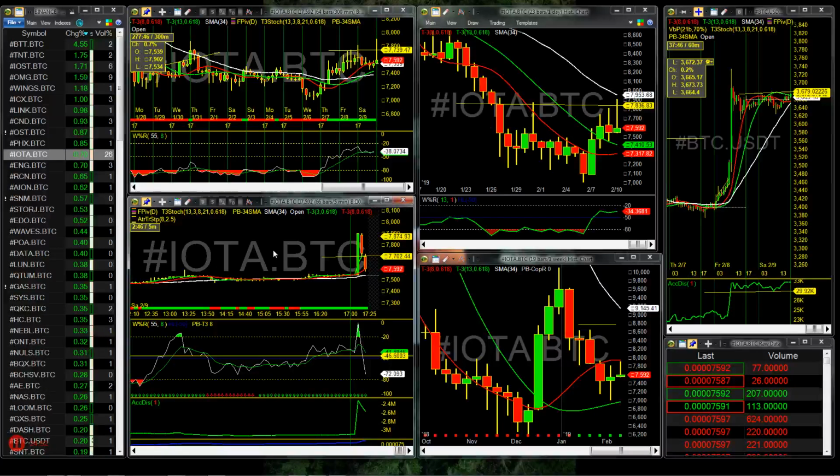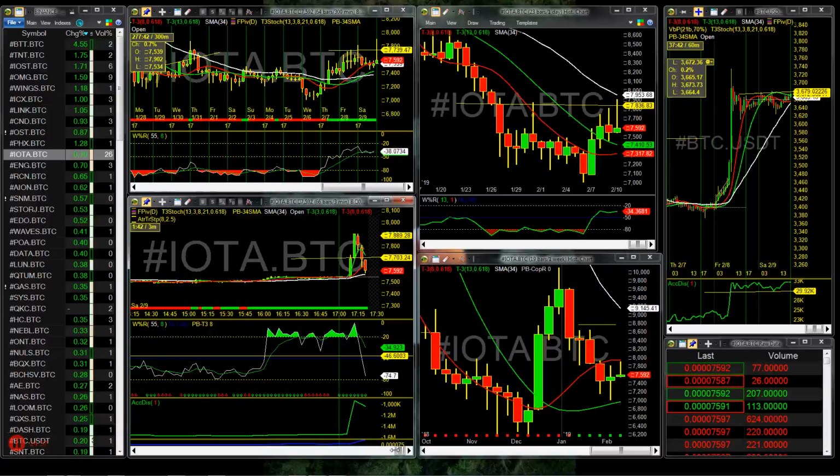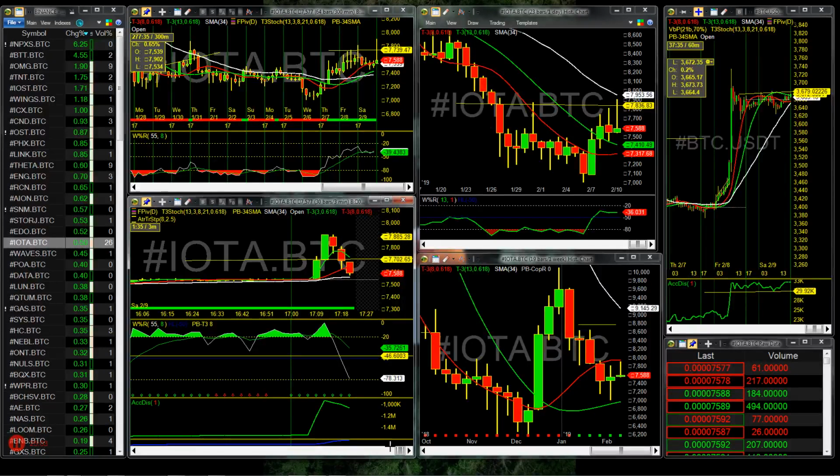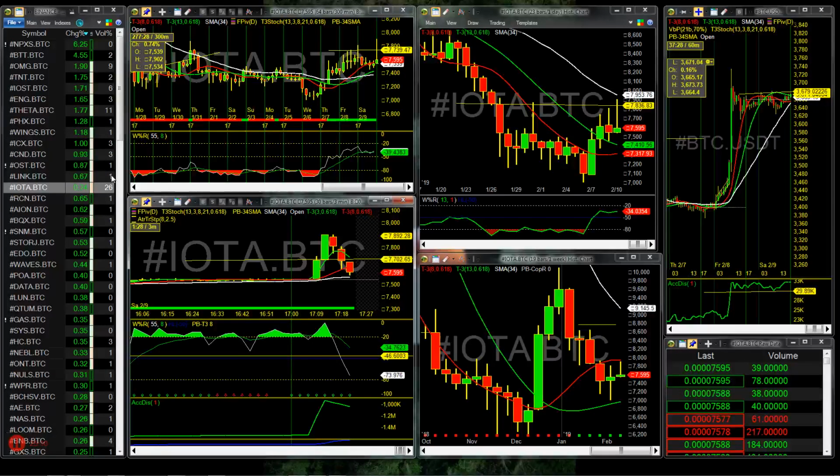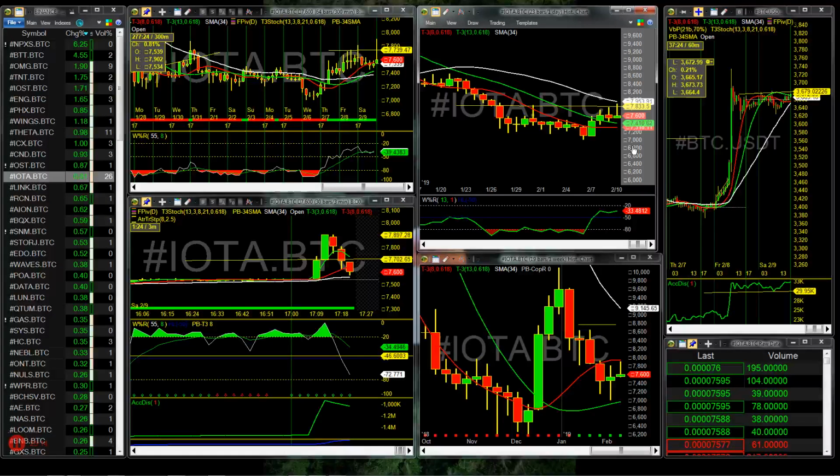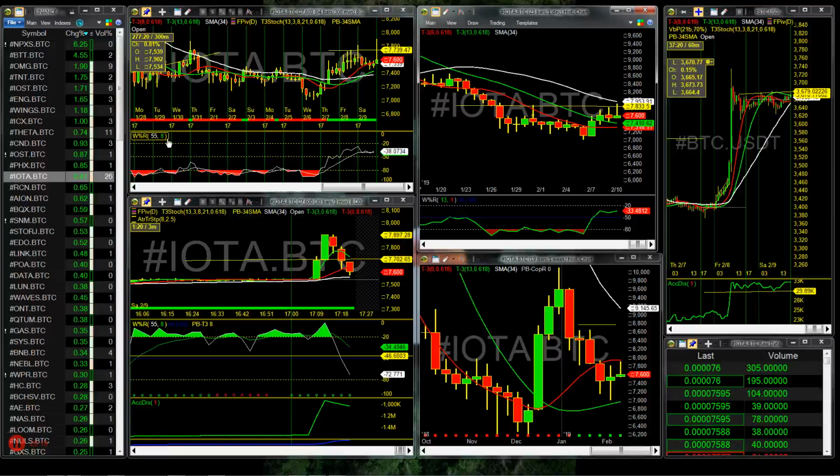Three minute. Nice managed stair step into support. Let's see what happens. It's got to hold support. Data's got some good volume on the open there.